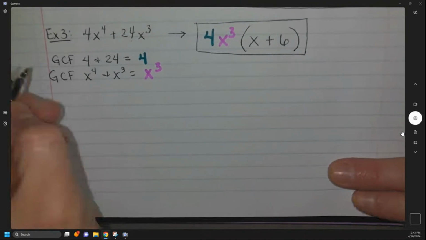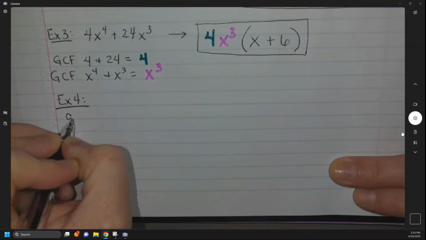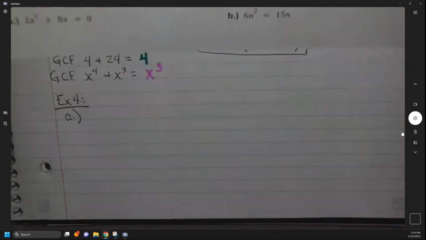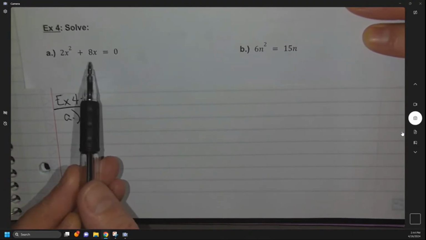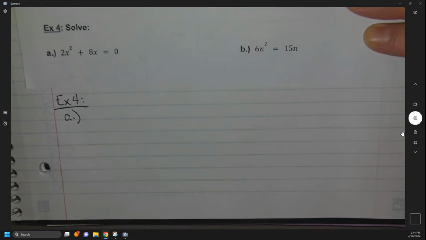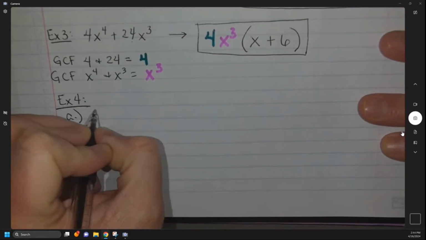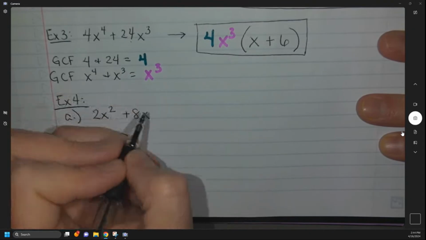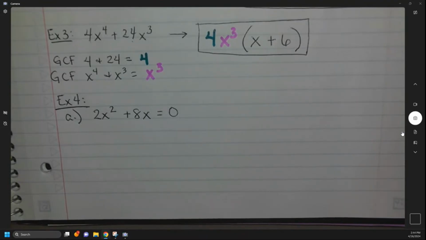All right, and now example 4. Example 4, we're going to be solving. So we've got these examples here. They're not factored yet. So we're going to start by factoring like we did in example 3, and then we're going to solve like we did in the first couple of examples. So we have 2x squared plus 8x equals 0. So we've got it equal to 0, but we have to make sure that we get our factored form first.